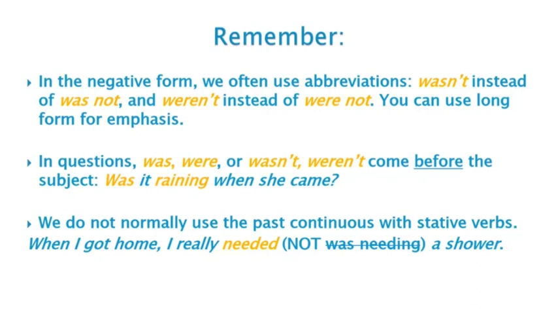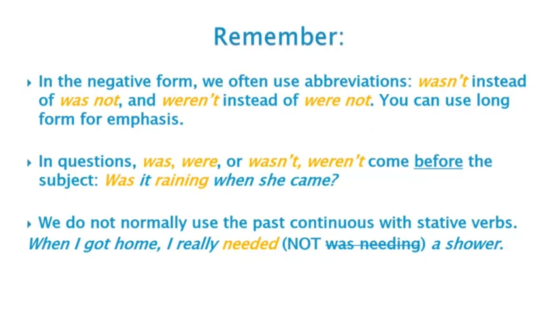Was it raining when she came? And we do not normally use the past continuous with stative verbs. Stative verbs are verbs that express a state rather than an action. They usually relate to thoughts, emotions, relationships, senses, states of being, and measurements.